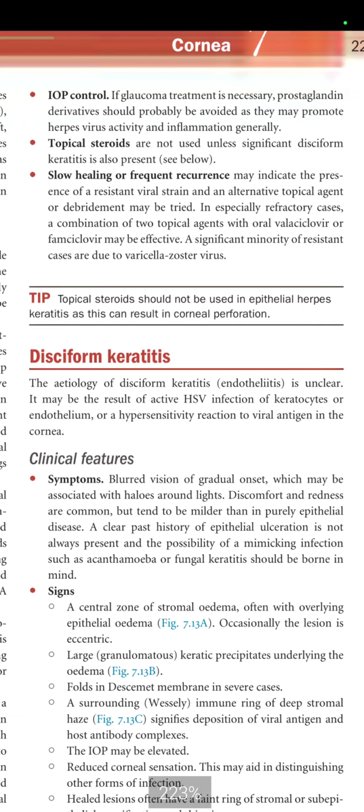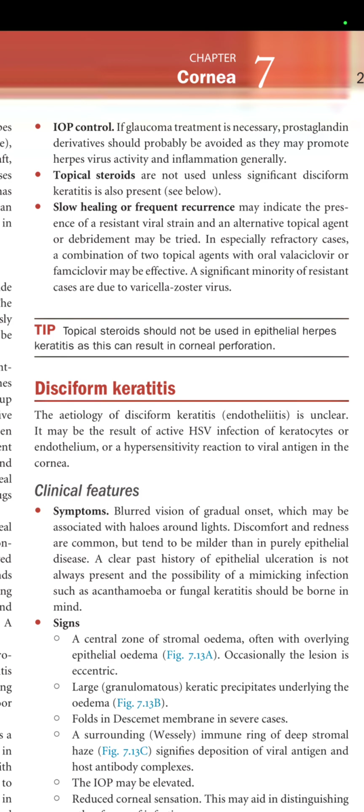IOP control. If glaucoma treatment is necessary, the prostaglandin derivatives should probably be avoided. We avoid prostaglandins in case of any kind of uveitis, infection or inflammation, as they promote herpes virus activity and inflammation generally. Topical steroids are not used. They are not used until significant disciform keratitis is also present. We will see how we use topical steroid in case of an associated disciform keratitis.